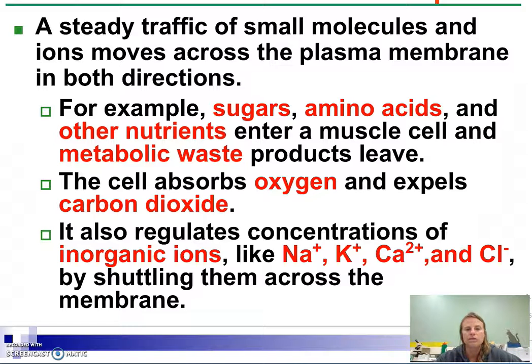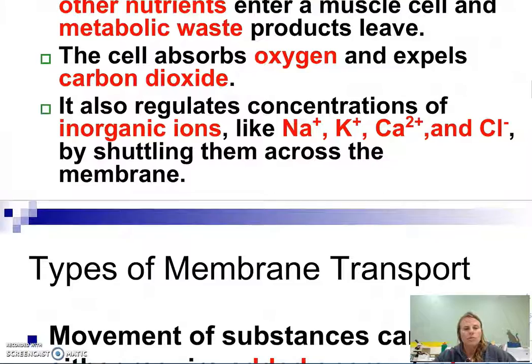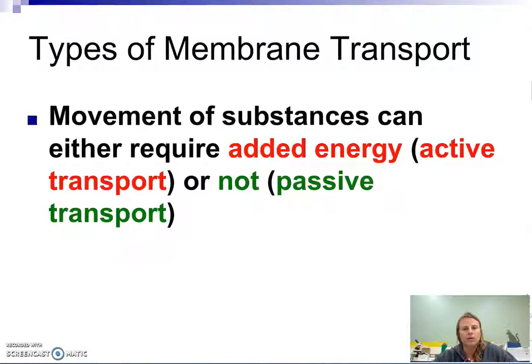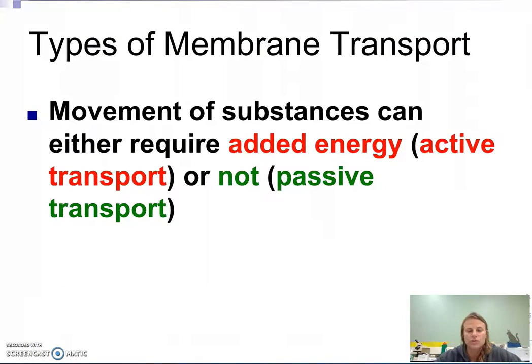Oxygen and carbon dioxide are going to be absorbed by the cell. Inorganic ions like sodium, potassium, calcium, chloride, they are all going to be shuttled across the membrane. So this steady traffic of small molecules are going to cross the plasma membrane in both directions. There are two types of membrane transport. There's active transport and passive transport. Active transport requires energy, whereas passive transport doesn't.